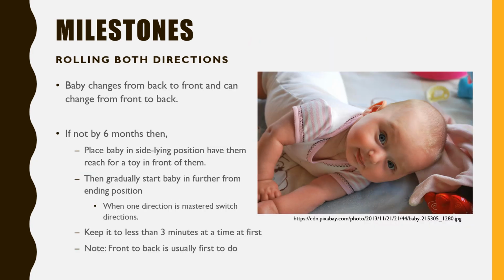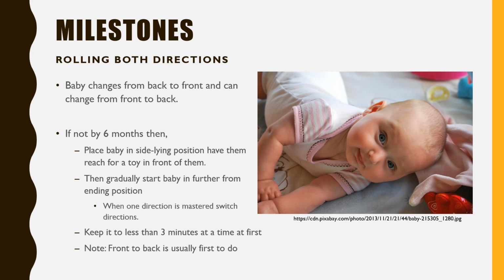So the next milestone is rolling. Now this is a great one because this is the first movement milestone where they're actually trying to get from point A to point B, moving from one position to another. Typically, babies will push themselves up and roll over from their stomach to their back. Occasionally they'll start by going from their back to their stomach, but that's just not as common.